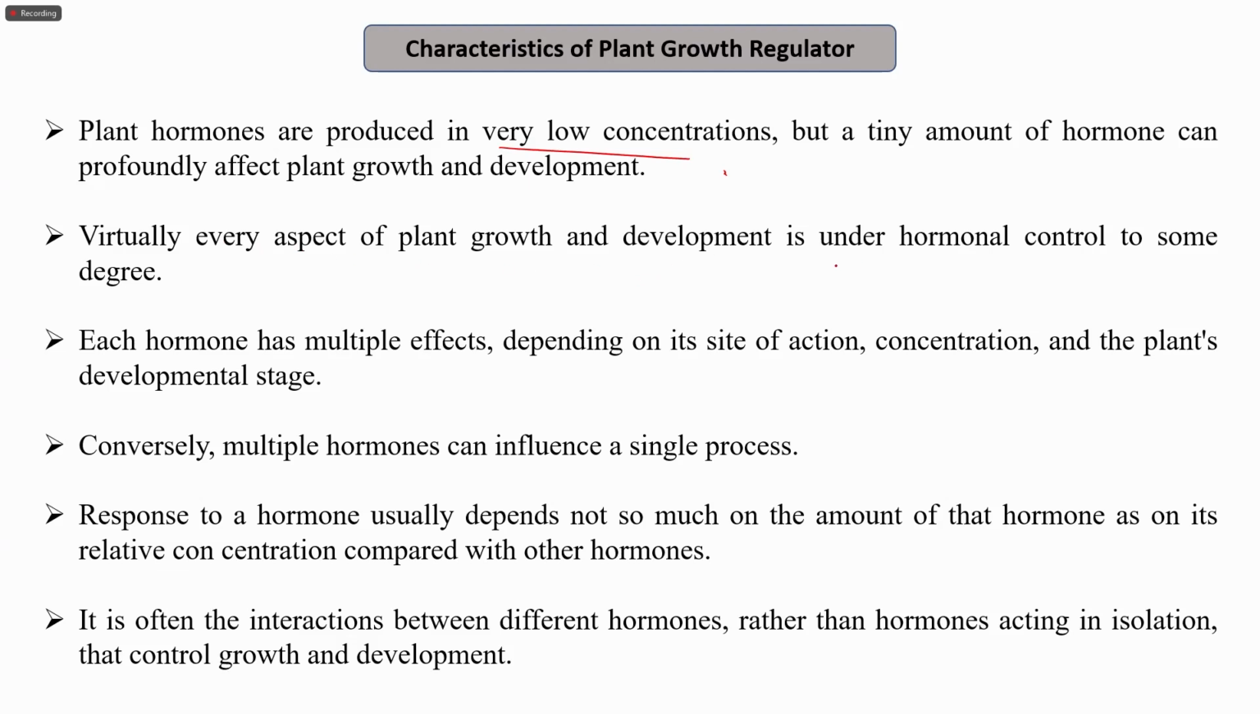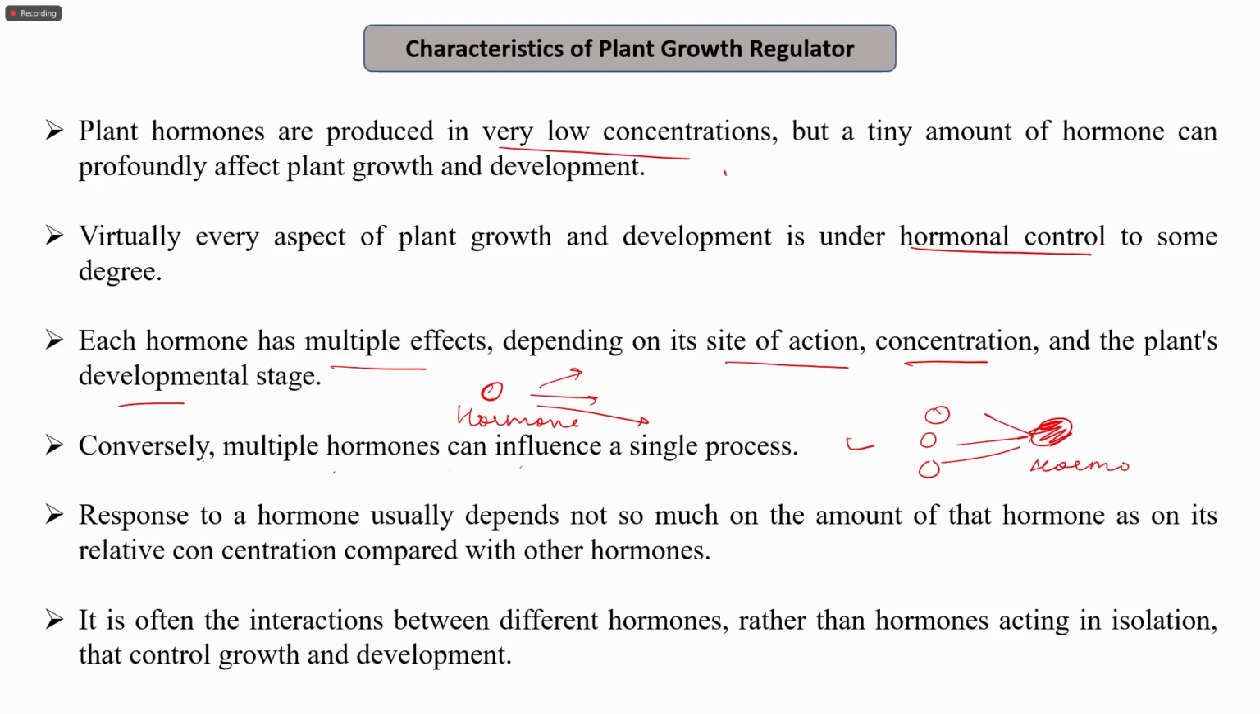Virtually every aspect of plant growth and development is under hormonal control to some degree, and each hormone has multiple effects depending on its site of action, concentration, and the plant's developmental stage. Conversely, multiple hormones can influence a single process. So, both of these things can happen. A single hormone may carry out many functions, function 1, function 2, or function 3, etc.